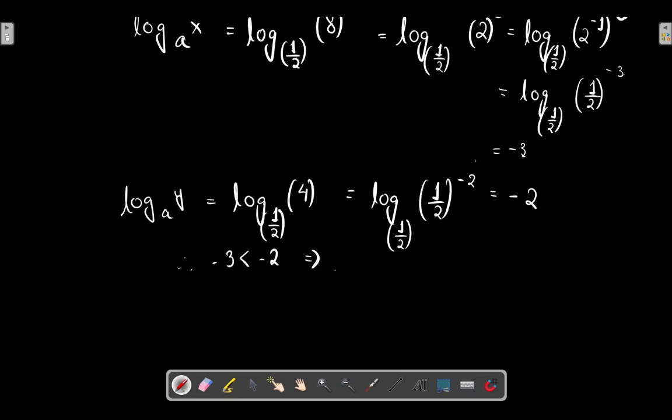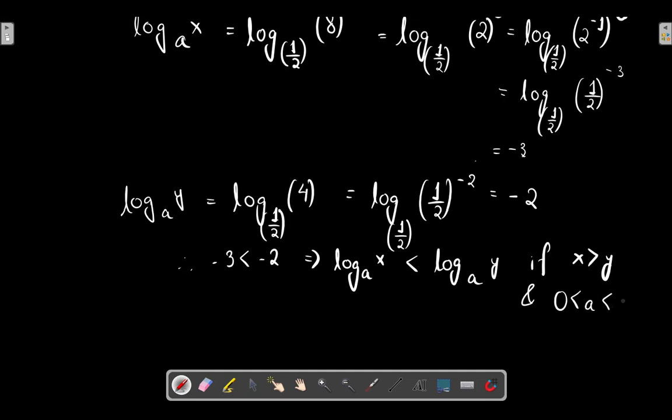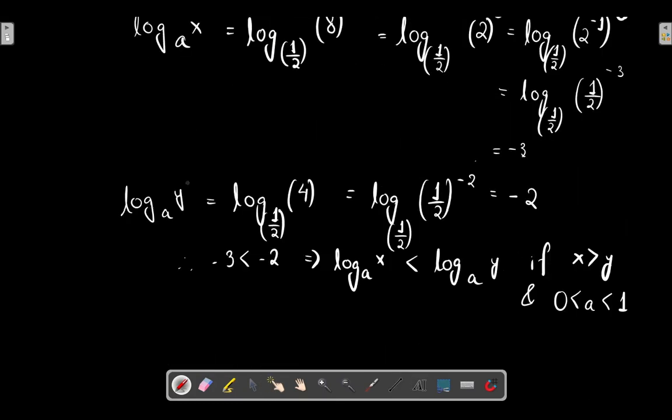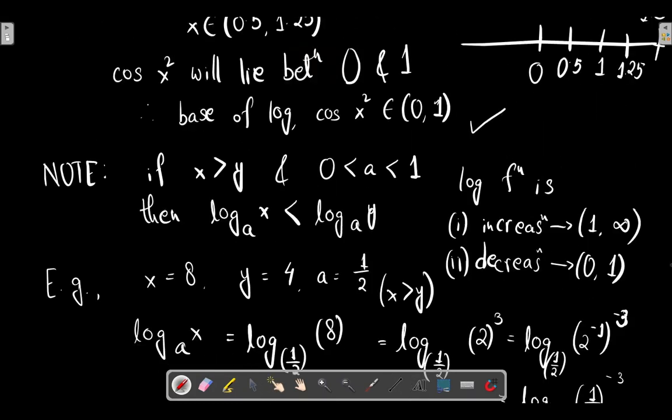This implies that log of x base a becomes less than log of y base a if x is greater than y and a lies between 0 and 1. So this shows that this is a decreasing function. I don't know the actual rigorous proof. I've shown it with an example, but this property is true.